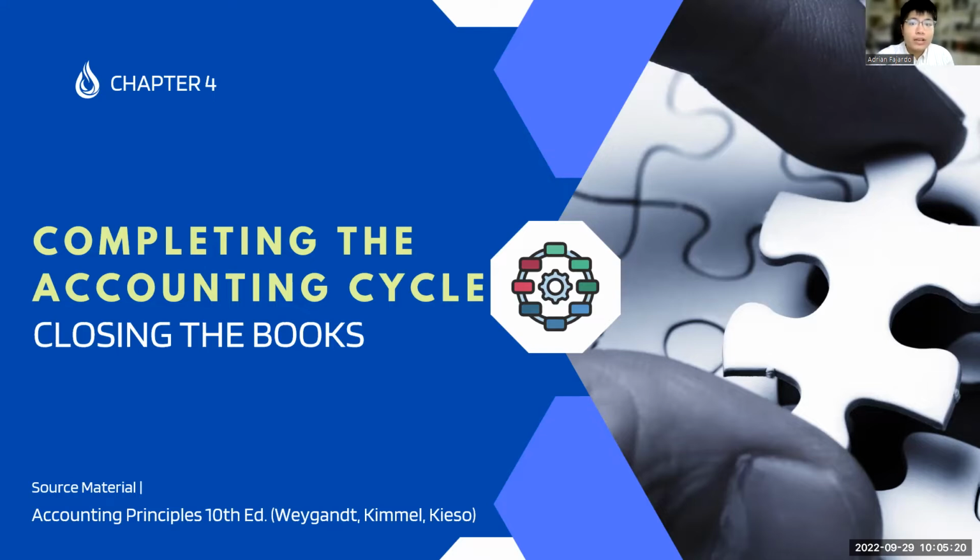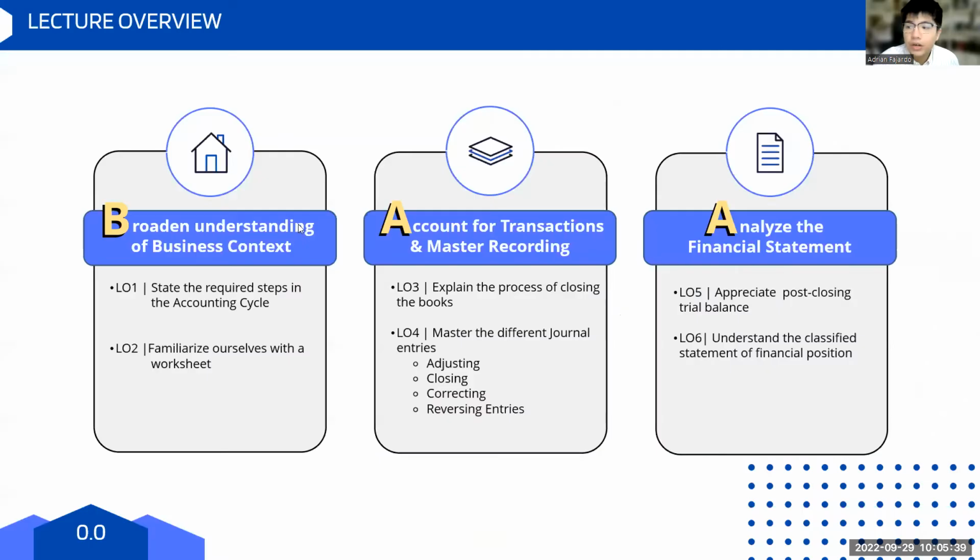So now everything comes full circle in chapter 4, wherein today what we really want to discuss is completing the accounting cycle, or what we call closing the books. For today's concept lecture, we broke it down into 6 learning objectives under our BAA framework. Under the first part, we're going to take a step back and broaden our understanding of our business context. We're going to tie up all of the steps that we've been doing for the past 3 chapters in the first learning objective.